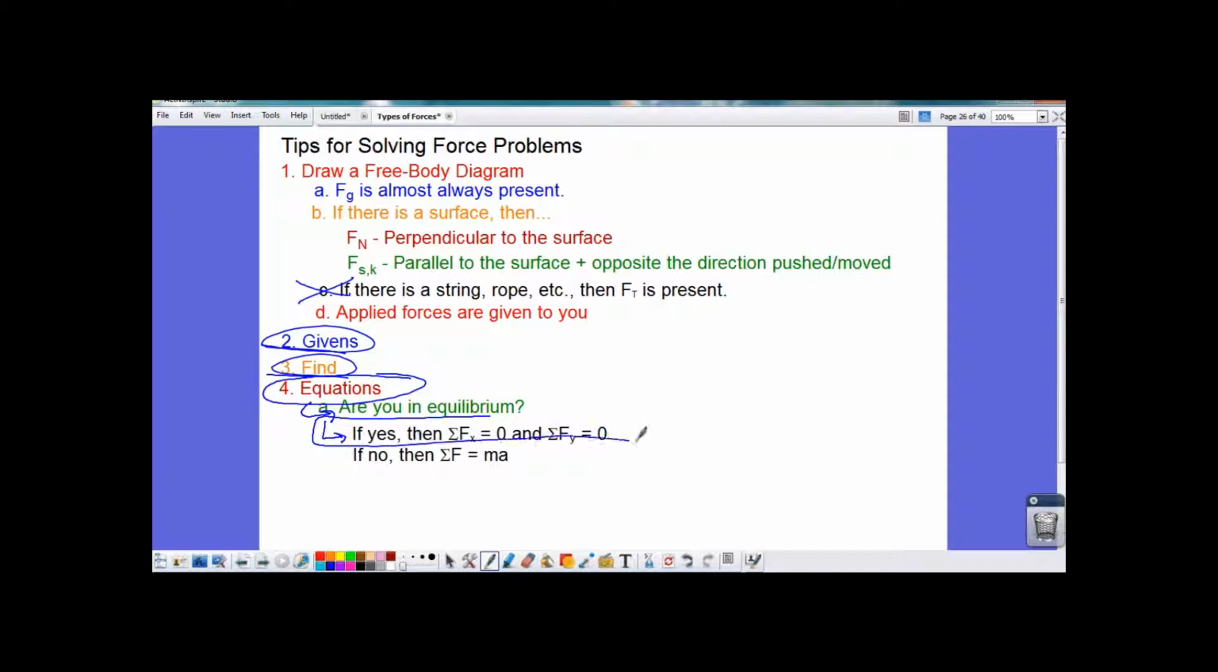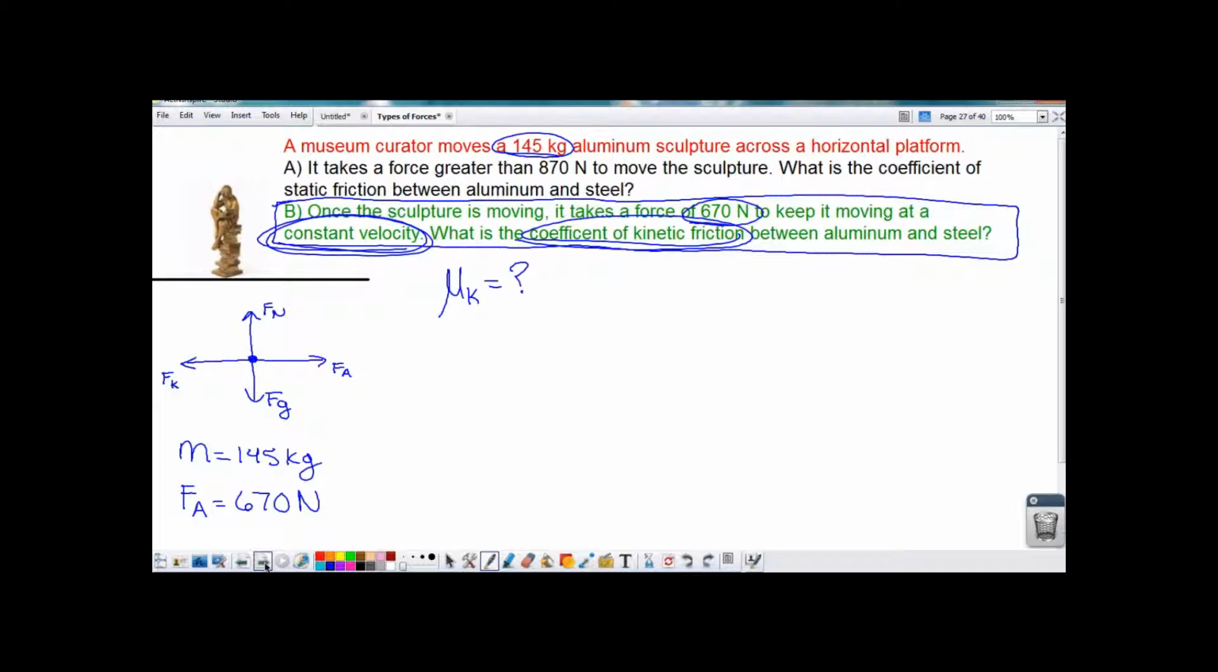So we've got these equations. The net force in the x direction is 0. The net force in the y direction is 0. So let's write those down. The net force in the x direction is equal to 0. The net force in the y direction is equal to 0. Okay, now let's see what we can get from that.